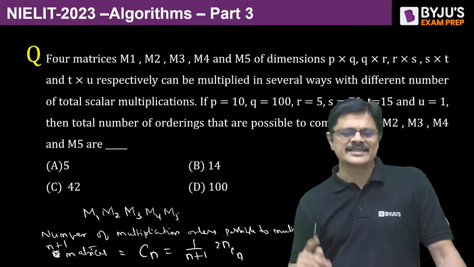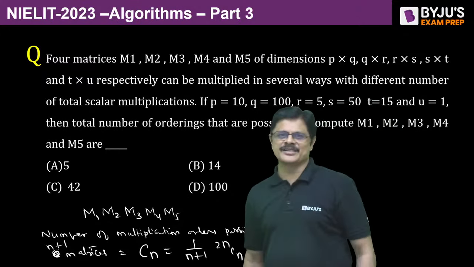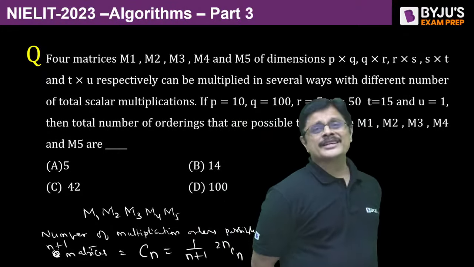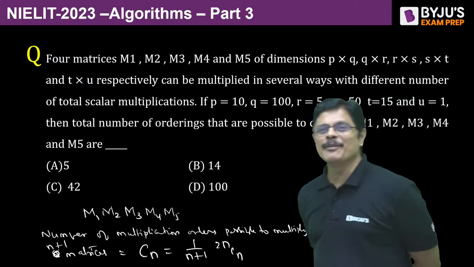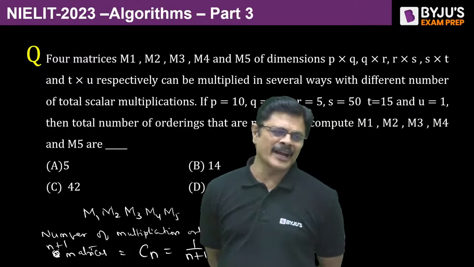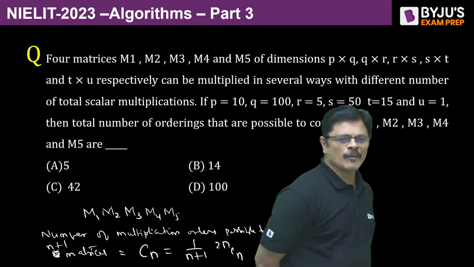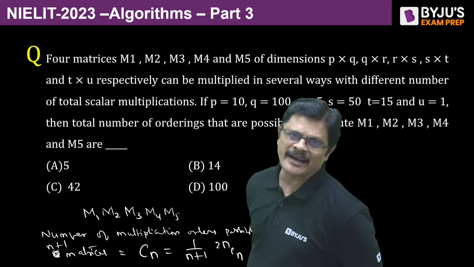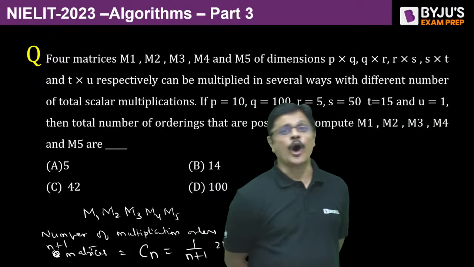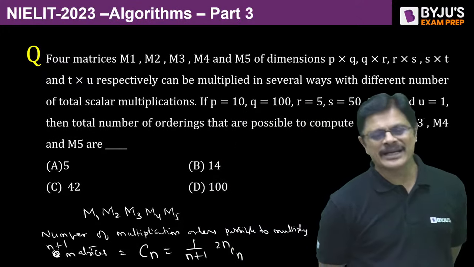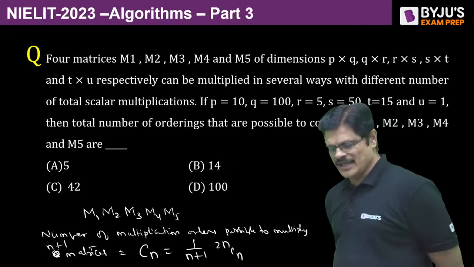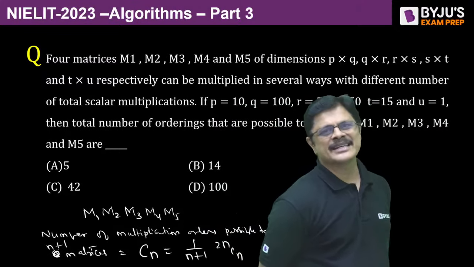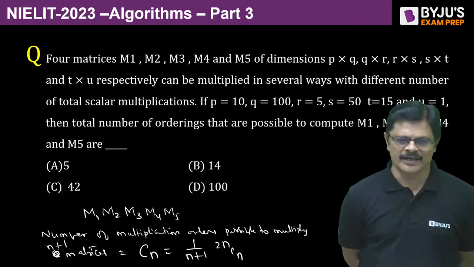Here I just ask this answer. I am not asking how many multiplications are required. I am just asking the orderings possible. It is not about the minimum number of multiplications required. Read the question carefully. It is about if you are having 5 matrices without changing the order of matrices, how many multiplication orders are possible? And that is given by the formula for n plus 1 matrices, the Catalan number Cn.